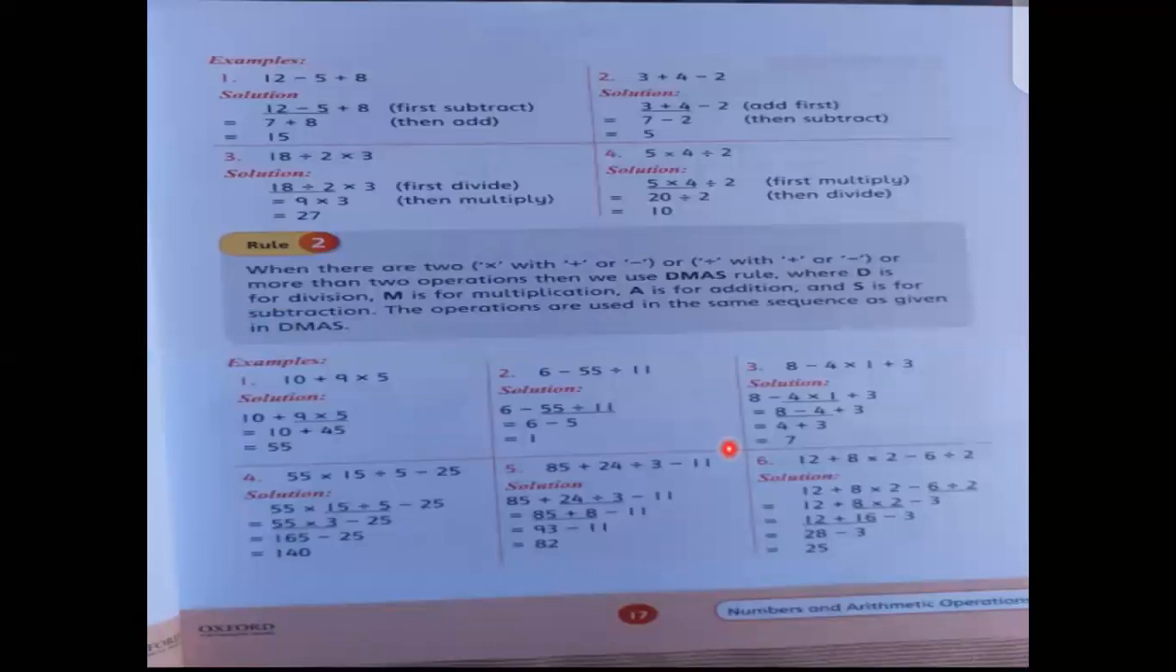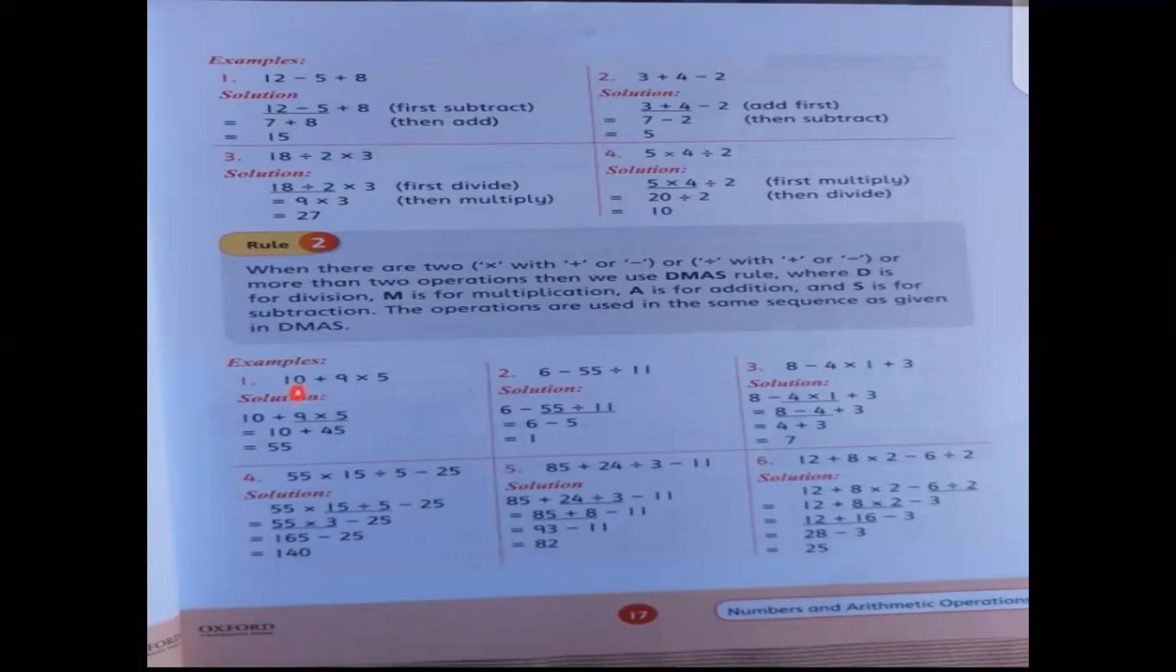Now, these are the examples which were solved in your book, page number 17, related to the DMAS rule. And you can see in these examples, they have highlighted or underlined the portion from where you have to start. So when you see the sign of subtraction or addition, you have to follow the DMAS rule. Then you can get the correct answer. Otherwise, your answer will be different from the original one.